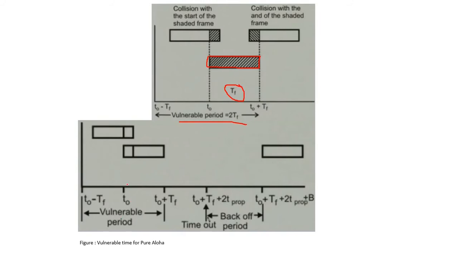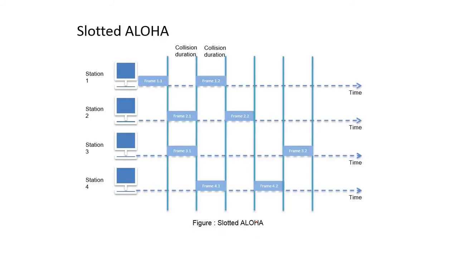So to reduce the collision in pure Aloha, we have to look at the back-off time or back-off period. Get it? That is the back-off period between two transmissions. Whenever we put the back-off period in between the transmissions, we can reduce the collision. But still we can improve it with slotted Aloha.